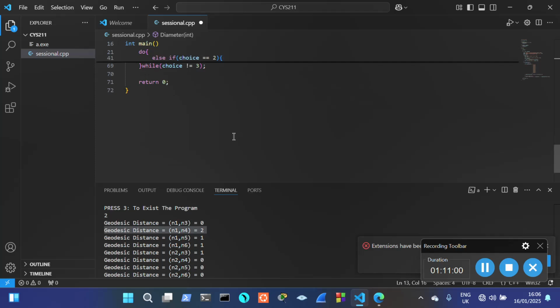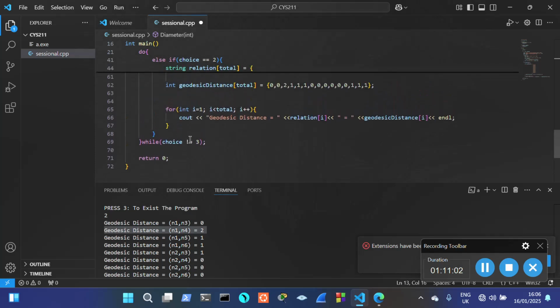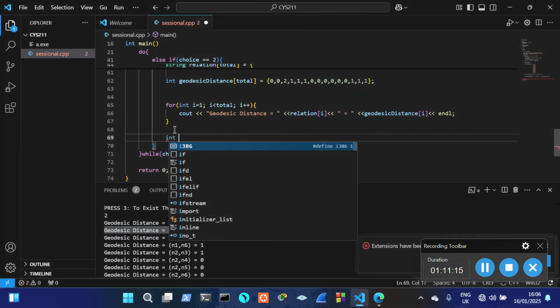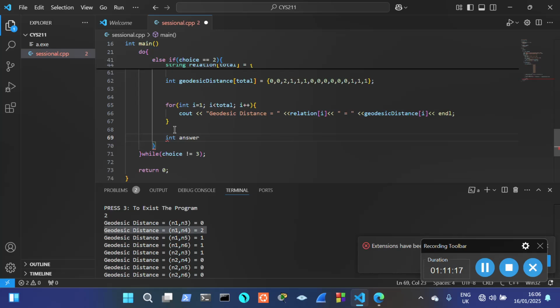So now, since we've successfully shown the geodesic distances, what we can do now, outside this for loop, we can say cout, okay? I'll say int answer 2, because this is the answer 2. We had the first answer for the diameter. Now for the geodesic distance, we'll say it's equal to that particular function I'm creating called diameter. Now inside the diameter, we have this value which is called max geo.